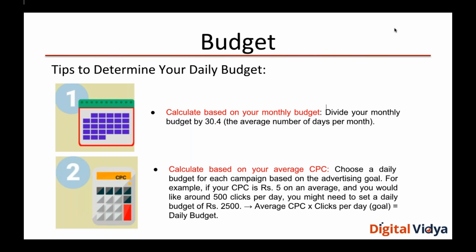If I find my average cost per click is 5 rupee, my daily budget will be something where I should multiply the number of clicks that I'm setting as my goal in a single day with the average cost per click that I'm currently having. So if my average cost per click is 5 rupee and I'm aiming to get 500 clicks, I should be spending at least 500 into 5, 2500 rupees on a daily basis. Are you getting the logic here?